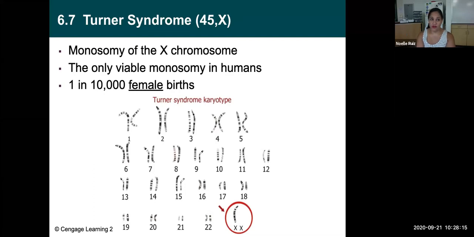Turner syndrome is one of those. It's monosomy, so there's only one of the X chromosomes. It's the only viable monosomy in humans. This is the only time that a baby will be born with one less chromosome. Happens in 1 in 10,000 female births. This only happens to females. If you only have an X chromosome, you are a female. Boys have to have a Y.